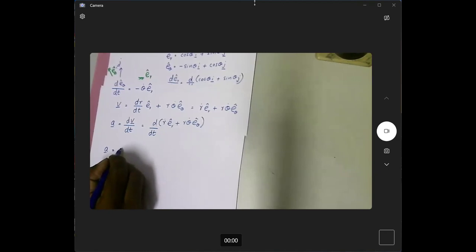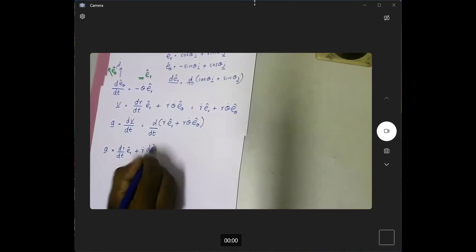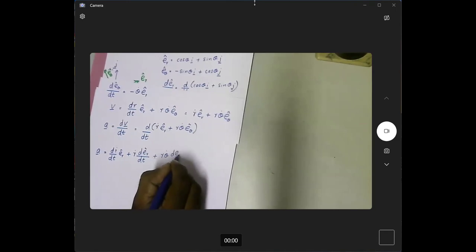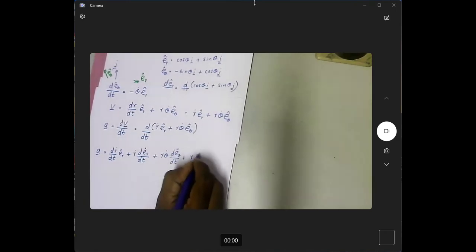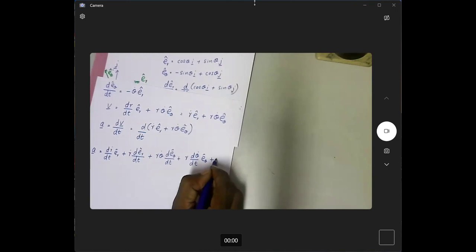Plus this one, dr dot over dt into er, plus r dot er over dt, and here plus r theta dot d theta over dt, plus r d theta dot over dt d theta, plus er over dt theta dot d theta.